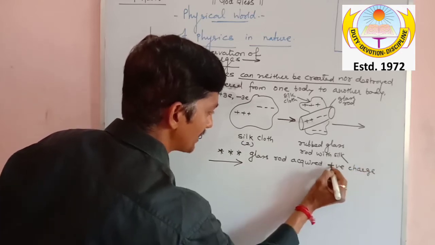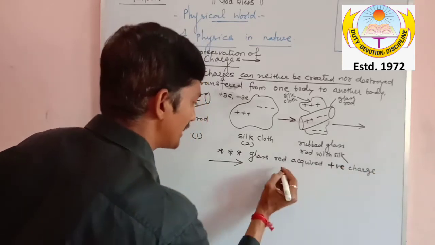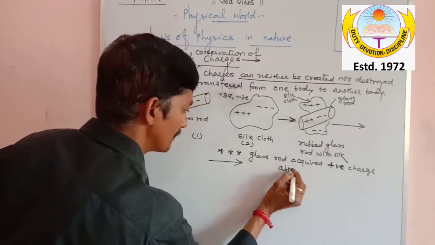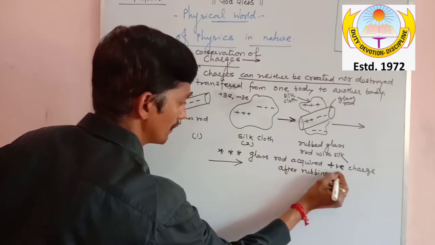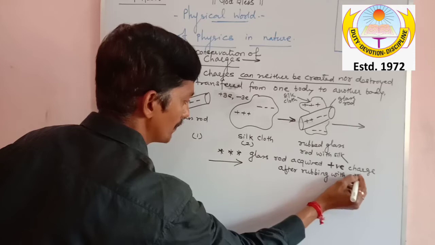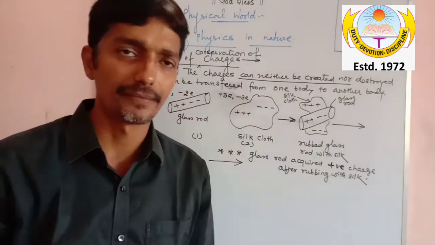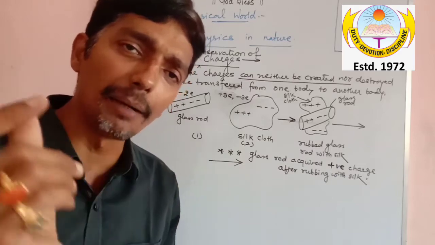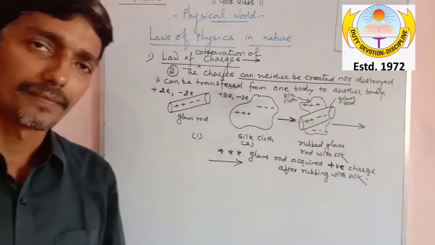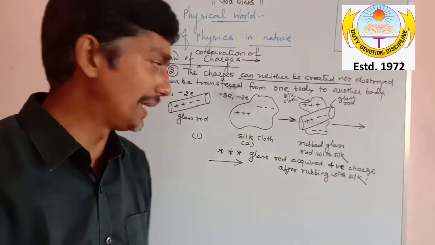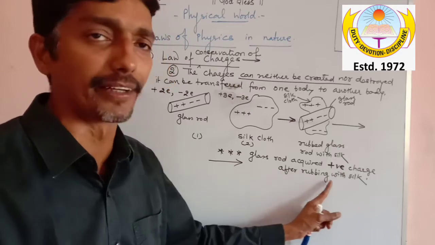I have written plus, positive. Positive charge after rubbing with silk. This is the statement you should be aware of. Okay, glass rod will acquire the positive charge after rubbing with silk. I hope it is clear. Please try to understand. Glass rod acquired a positive charge after rubbing with silk.